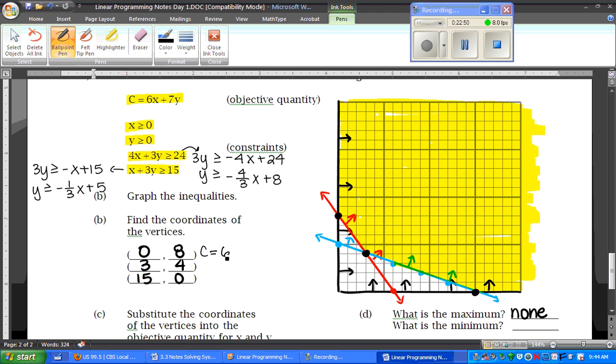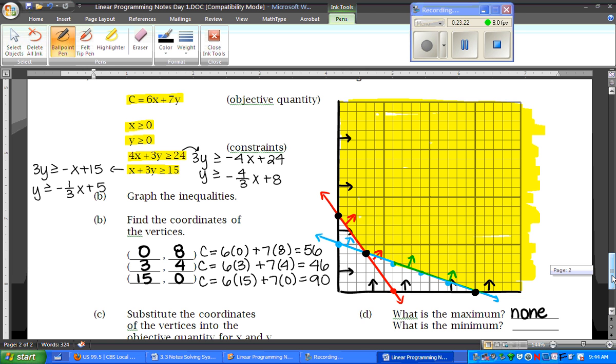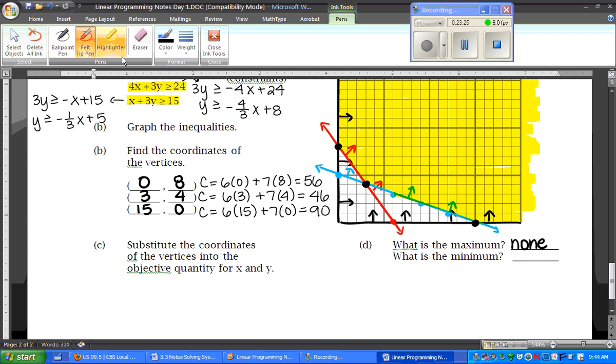So I go back to my objective quantity, and I'll plug in 0 for x and 8 for y. Use your graphing calculator. You should get 56. For the middle one, I plug in 3 for x, 4 for y. Use your calculator, you get 46. And the last one, plug in 15 for x, 0 for y, and you should get 90. So I fill in my minimum: the minimum is 46, and it happens at 3, 4.